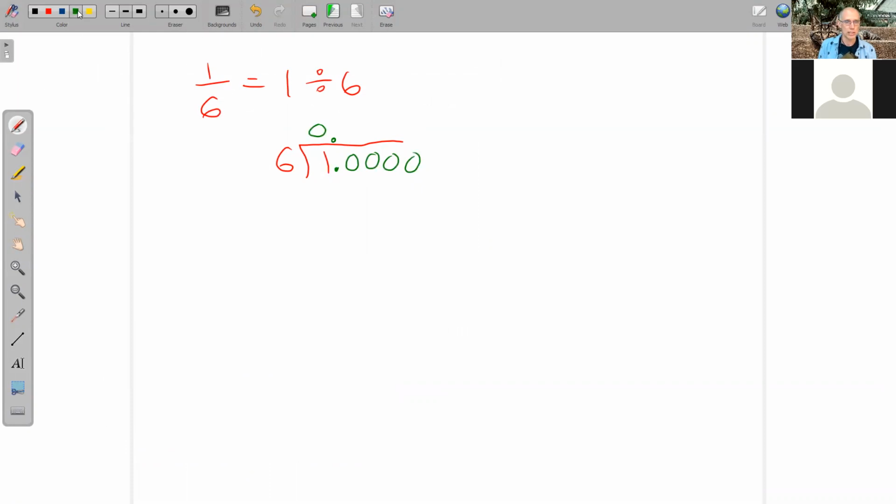So let's see, 6 goes into 1 no times, 6 goes into 10 once. 1 times 6 is 6. Subtract, we get a 4, bring down the 0. 6 goes into 40. 6 times 6 is 36. 6 times 7 is 42. Yeah, let's put a 6 there. 6 times 6 is 36. And I get a remainder of 6. And I'm saying, whoa, check it out. We get a repeat.